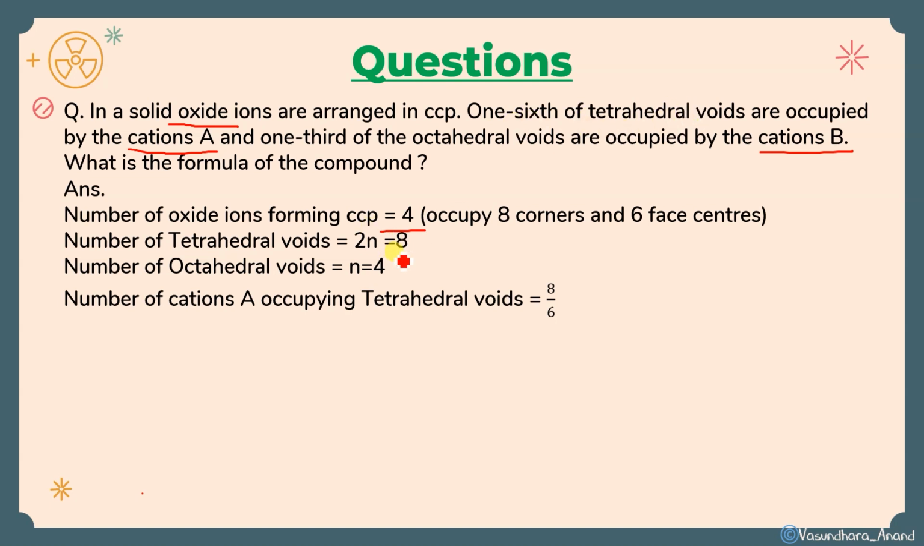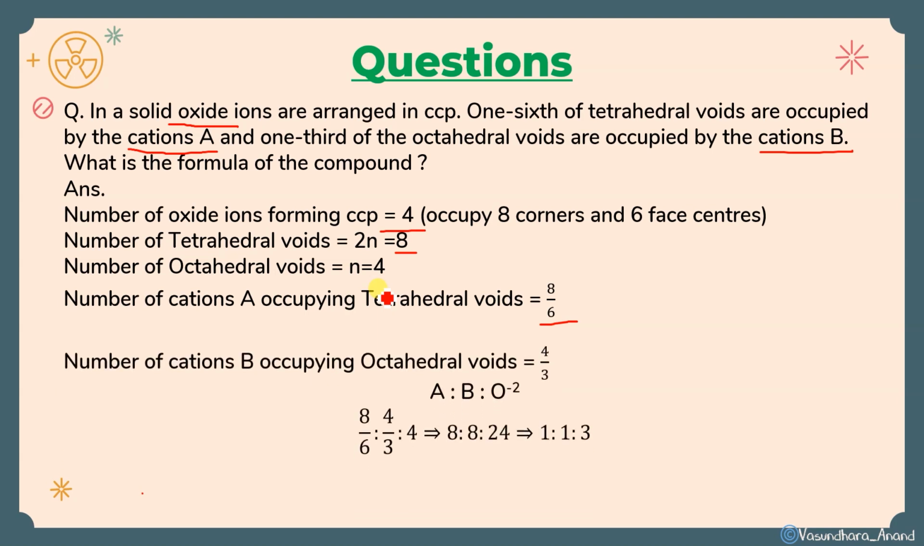What is the number of tetrahedral voids? 8. So 1/6 of tetrahedral voids will be 8 by 6. Next, cation B is occupying 1/3 of the octahedral voids. What is the number of octahedral voids we have? 4. So it will be 4 by 3, isn't it? And if I take the formula, A, B and oxygen, oxide is there. So the ratio of A is 8 by 6, B is 4 by 3, and oxygen is 4. Here we got.